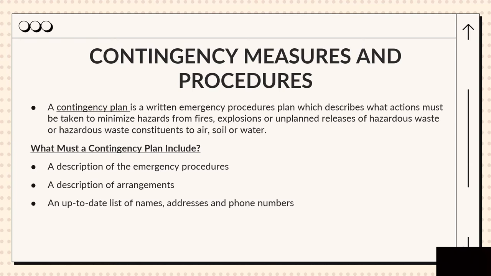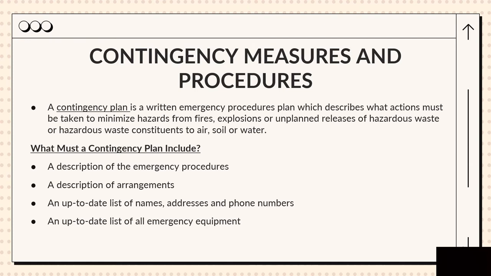Okay, an up-to-date list of names, addresses, and phone numbers, office and home, of all persons qualified to act as an emergency coordinator. So when more than one person is listed, one must be designated as the primary emergency coordinator, and the others must be listed in the order in which they will assume responsibility as alternates.